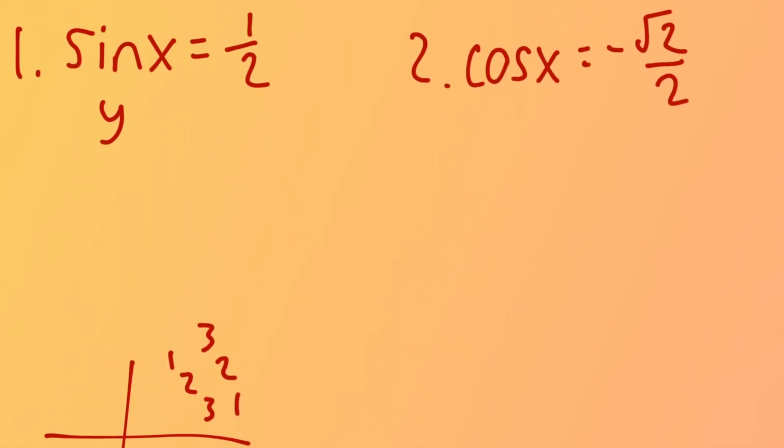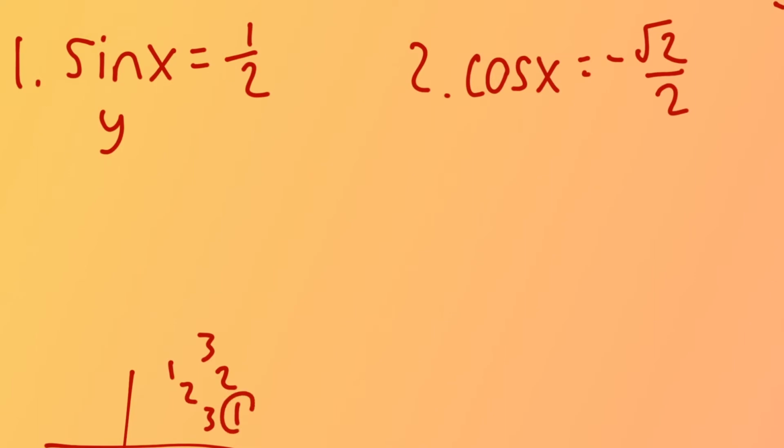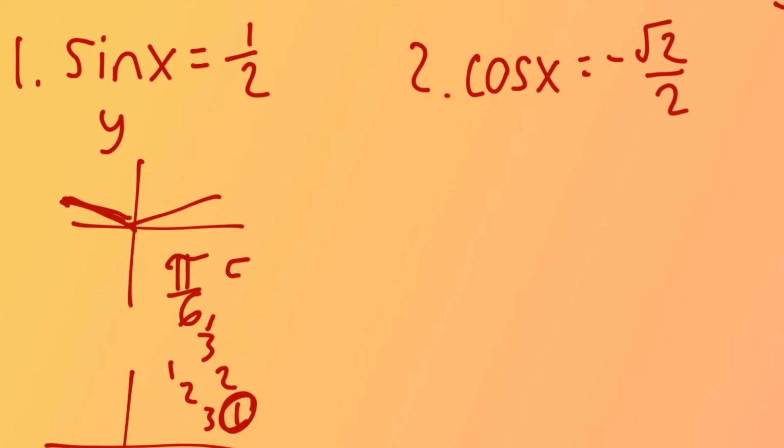But we have sine of x equals 1/2, y value is 1/2, that's this one, the one closer to the x-axis, which is pi over 6. But we also have a y value of positive 1/2, so it needs to be going up here, and that is 5 pi over 6. And we're only solving between 0 and 2 pi here, so these would be our only answers.